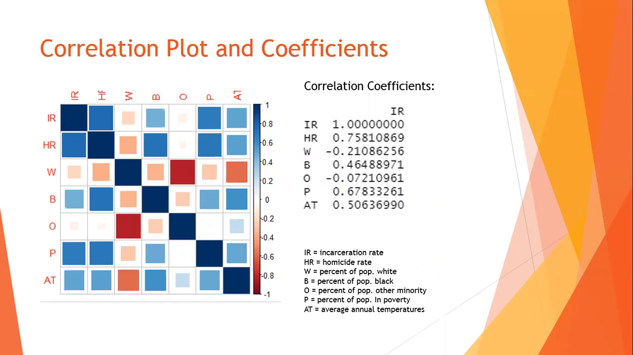So here I have included the correlation plot and coefficients, which back up the relationships that we saw from the scatter plots. We can also see that homicide rate and poverty rates tend to have a stronger correlation than the other variables.